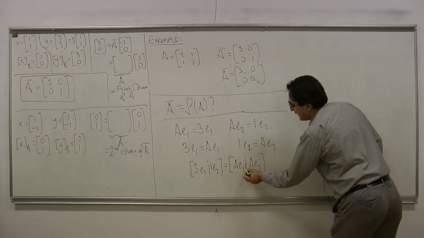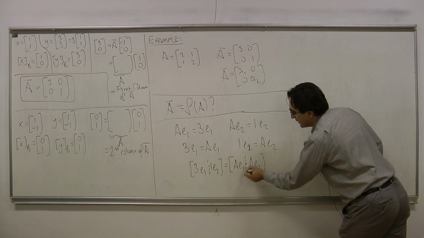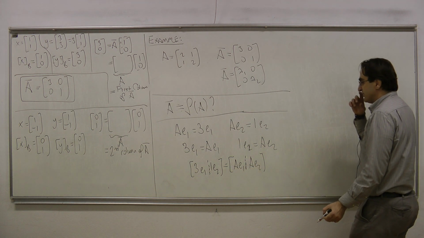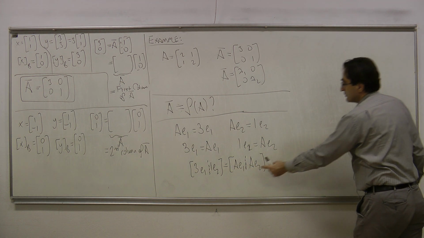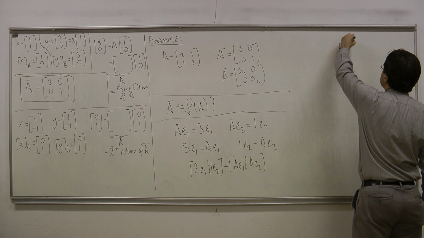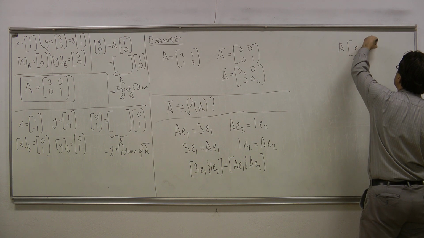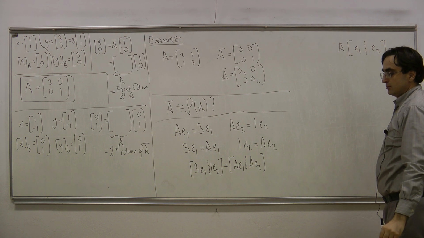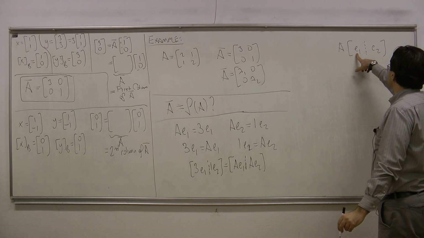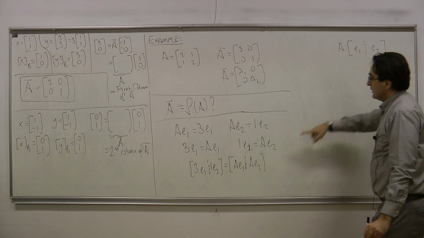So now I have the columns of a matrix, E1, E2, multiplied by A. Both columns are multiplied with the same matrix. So I will write this as A times the matrix composed of the columns E1, E2. Okay? This matrix, A times the matrix composed of the columns E1, E2, is this matrix.